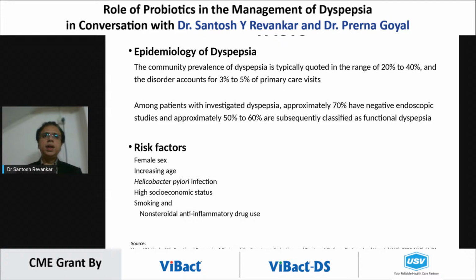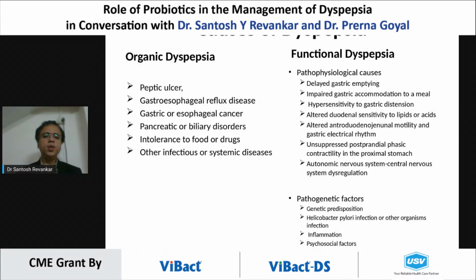Among the patients with a dyspepsia complaint, 70% come with negative endoscopy studies, and that is why we consider it functional dyspepsia. There are many risk factors for dyspepsia, like female sex, increasing age, H. pylori infection, which is most common in the Indian region, socioeconomic status, executives, high-end jobs, smoking, alcohol, along with continuous NSAID usage. This is a very small list of risk factors, but there is a very big list which we will encounter in day-to-day practice.